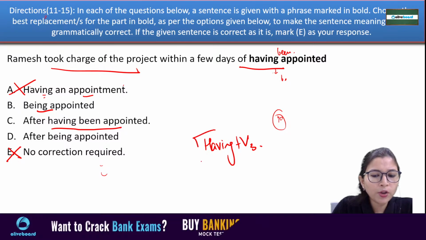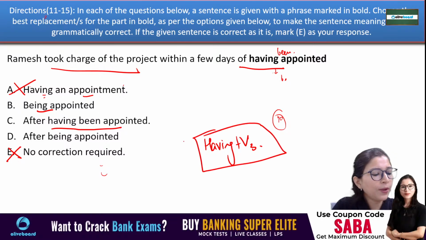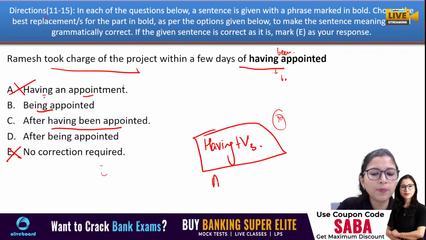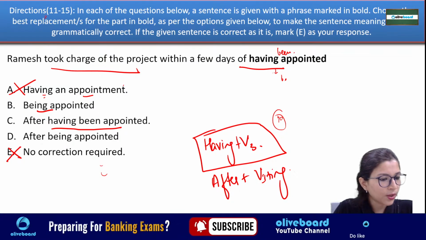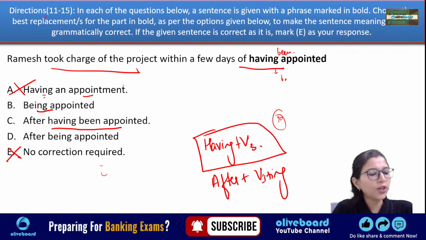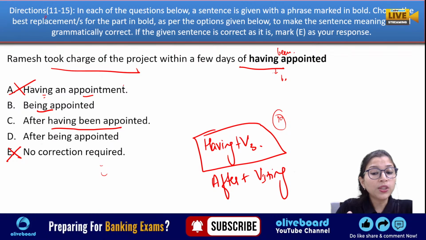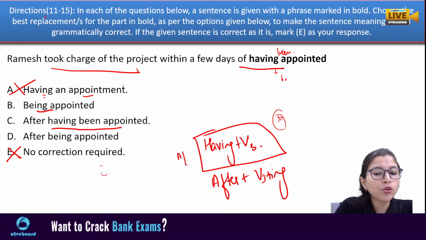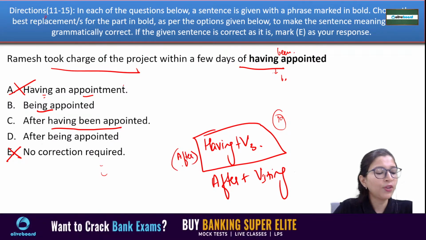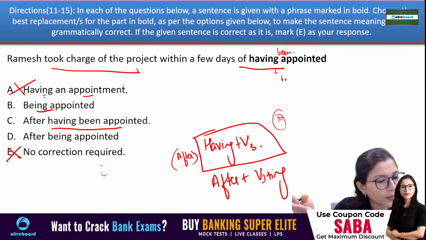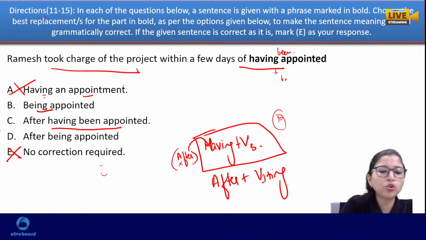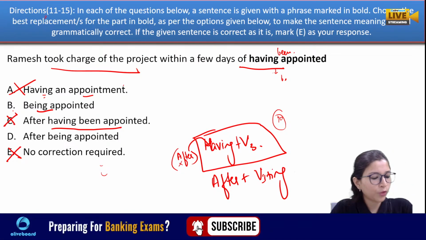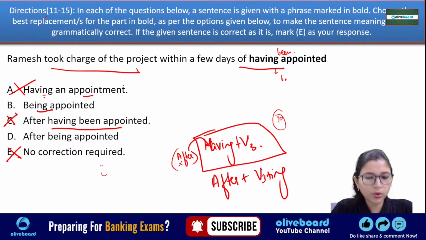This is also a very good concept, guys. Remember, having plus V3 means after plus ing. If I say having taken this session, I had my breakfast, it means after taking this session, I had my breakfast. So यहाँ पर आप आफ्टर का यूज नहीं कर सकते हैं बिकॉज हैविंग का मतलब ही होता है कि काम करने के बाद. So after having plus V3 makes the sentence superfluous. So C will be eliminated. Okay.